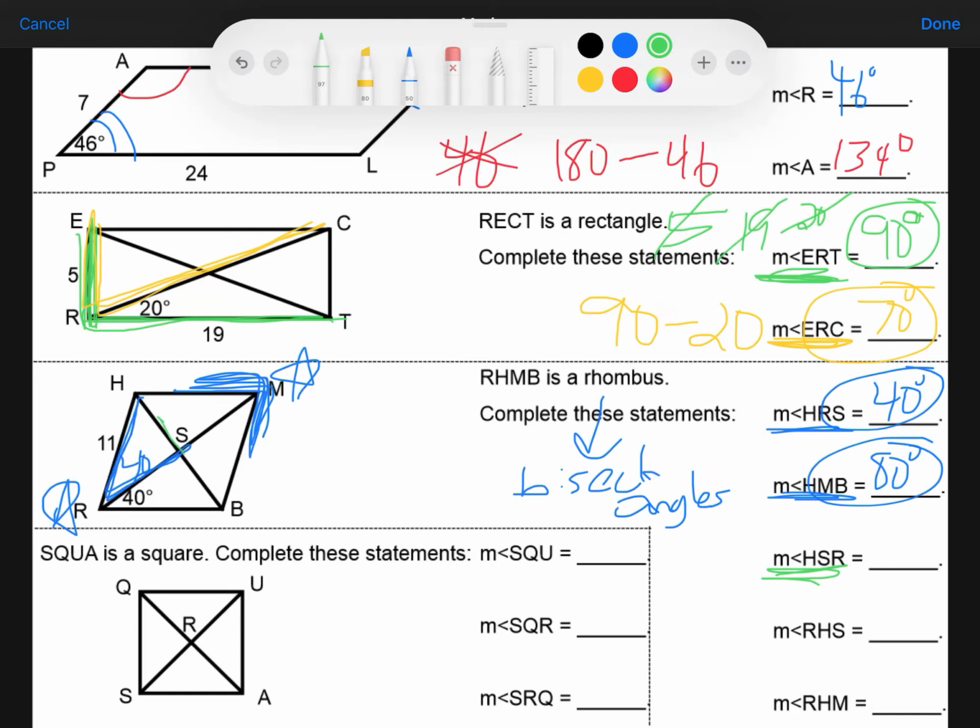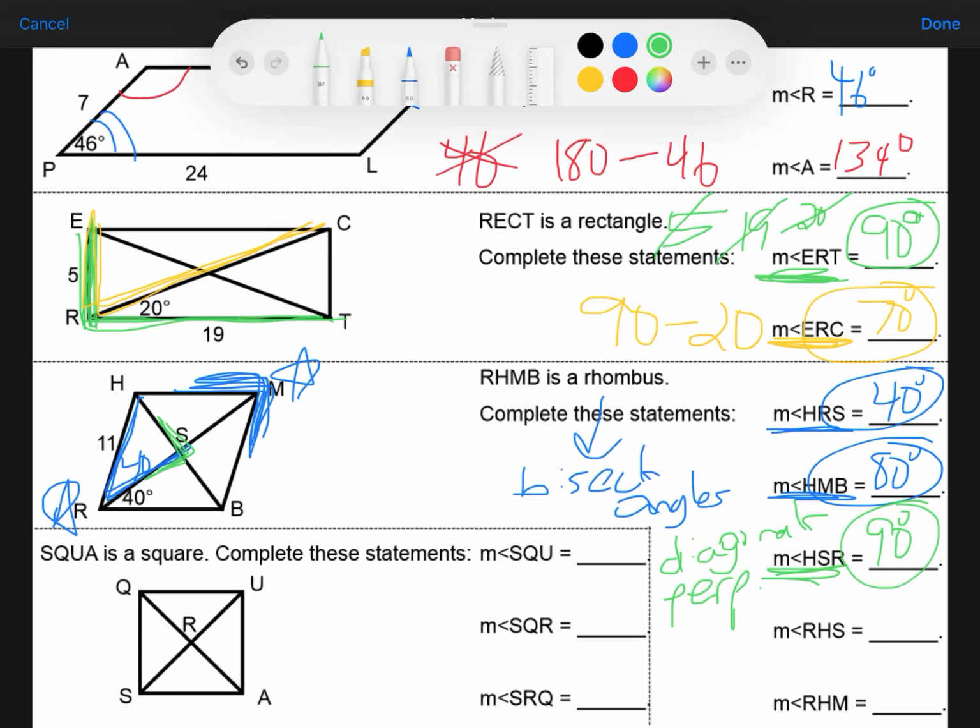HSR, let me trace it in the picture. HSR. We're talking about this angle in the middle. This angle in the middle, we've learned in rhombuses and squares, the diagonals are perpendicular, which means they form 90-degree angles in the middle. Not in rectangles like the picture above. We have obtuse and acute angles in the middle of a rectangle. But in the middle of a rhombus and in the middle of the square at the bottom of the page, we have 90-degree angles in the middle.